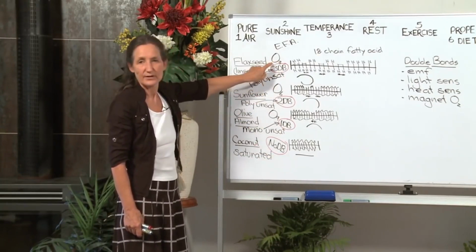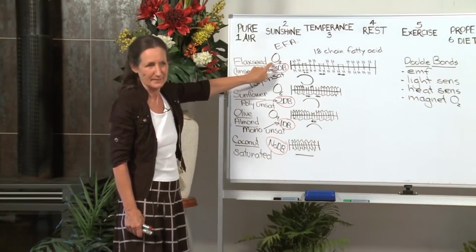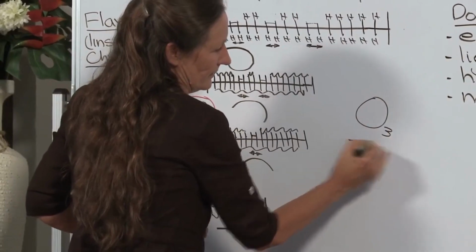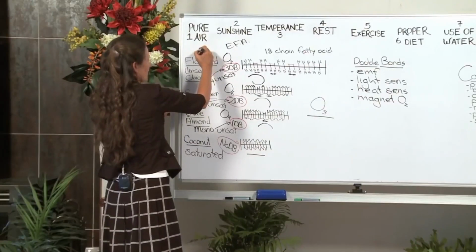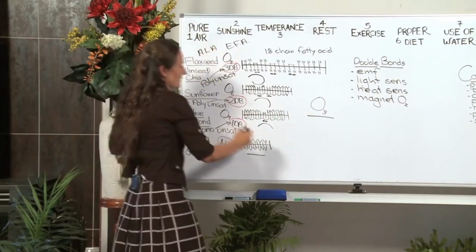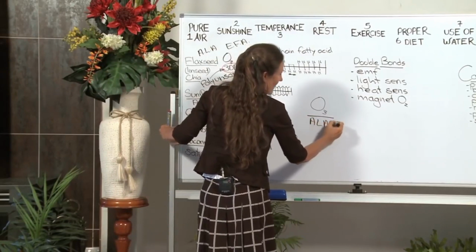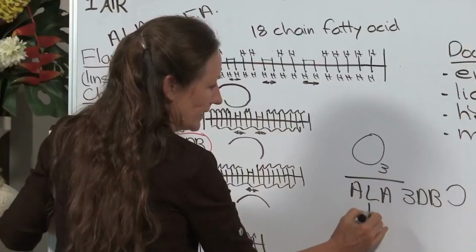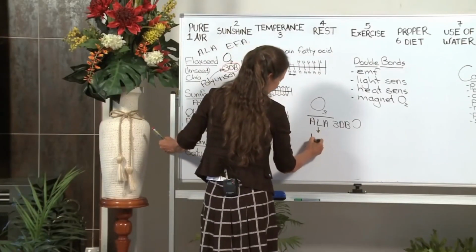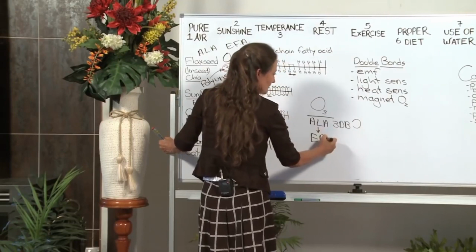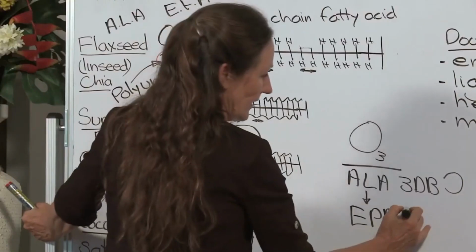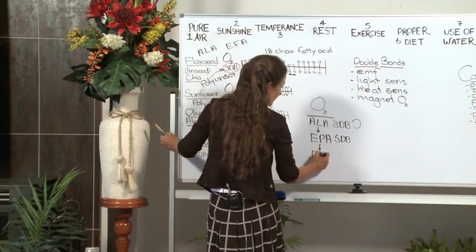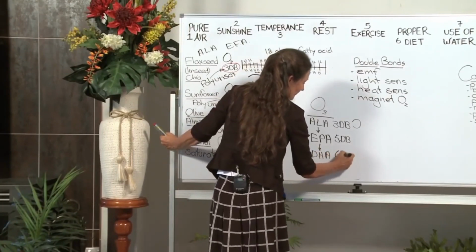The body loves using omega-3 for cell membrane function and repair. Let me show you the omega-3 family. The omega-3 that is found in flaxseed, linseed, is called alpha-linolenic acid. Alpha-linolenic acid has 3 double bonds. And we've already seen that's quite a fluid oil. In the body, ALA is broken down to EPA. EPA has 5 double bonds. In the body, EPA is broken down to DHA. And DHA has 6 double bonds.